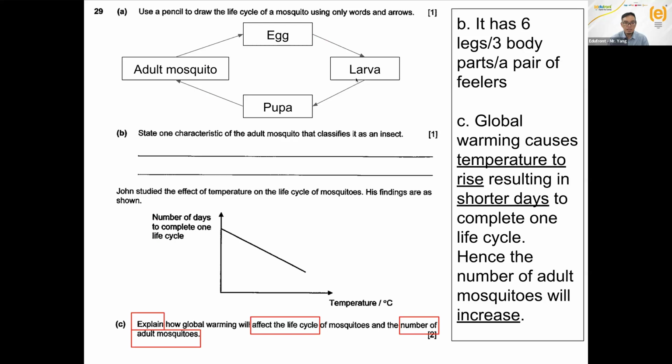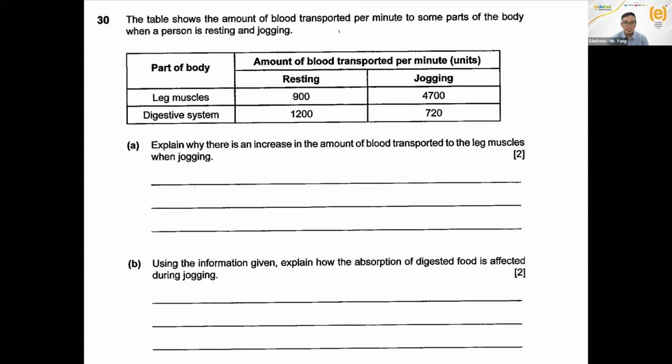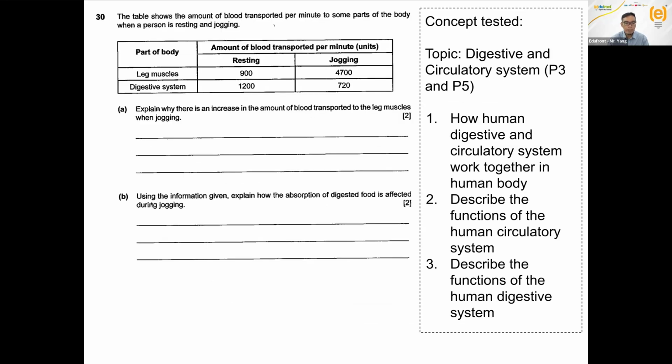All right, now let's take a look at the next question, question 30. The table below shows the blood transported per minute in some parts of the body when the person is resting and jogging. Explain why there was an increase in the amount of blood transported to the leg muscle. And part B, using the information given, explain how absorption of digested food is affected during jogging.